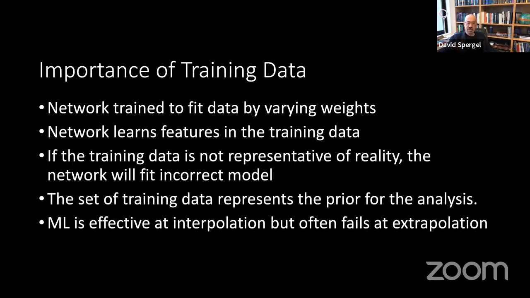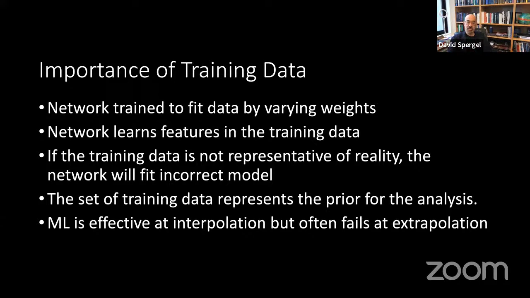This is quite important, because if the training data is not representative of reality, the network will fit the incorrect model. And it is the set of training data that really represents the prior, the assumptions of what our prior knowledge is for the analysis. So we need to make sure that our training data covers all of the cases.